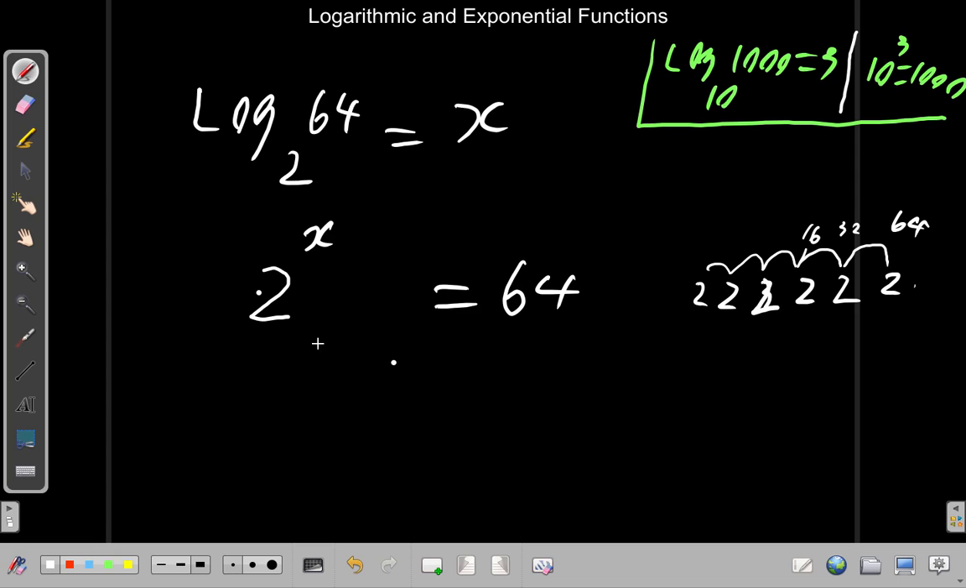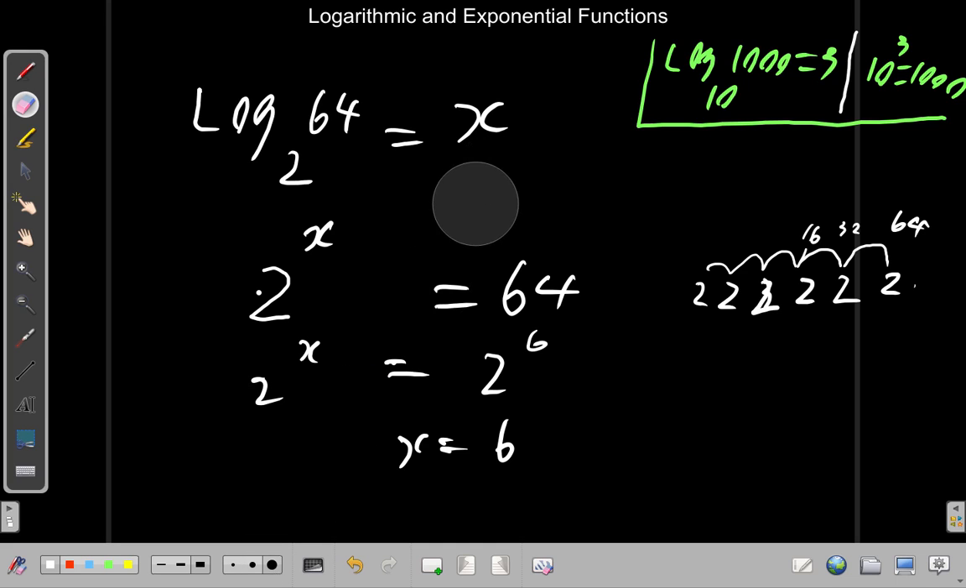So here, 2 to the x equals 64 is 2 to the 6. So x must be 6. There it is. Solved. x is equal to 6. You see that? Alright. Let's look at another example.